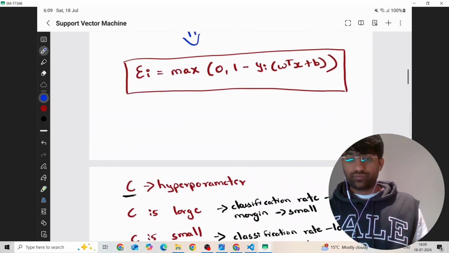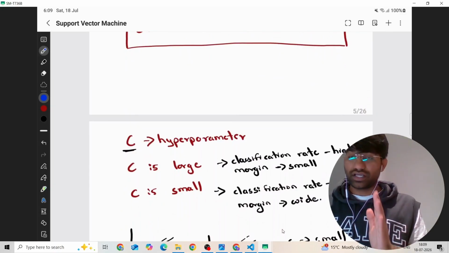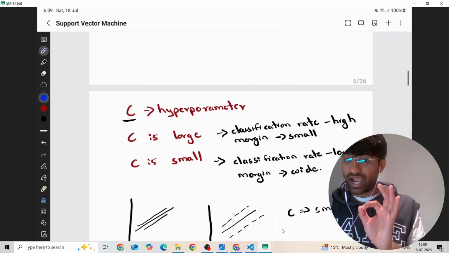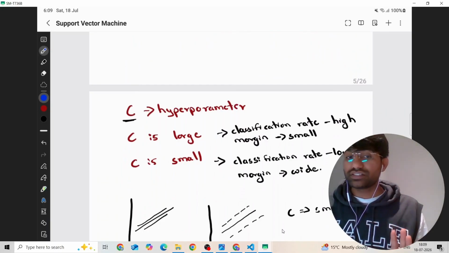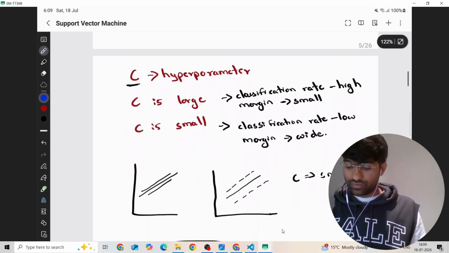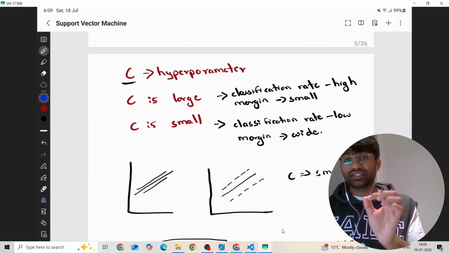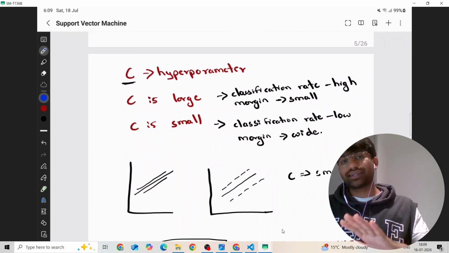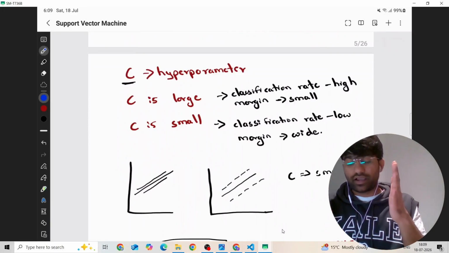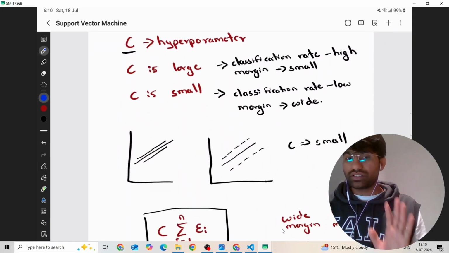And to control the error, if our project requirement is a perfect classification task, even if the margin is small, then we use C. C is a hyperparameter. You have to select the C value. If you want the classification rate to be high and the margin to be small, then we go for a large C value. And if you want the classification rate to be lower, you are okay with certain misclassifications, but you want your margin to be wide, your margin to cover a larger area, then you prefer C as a small value. Select a smaller C value.